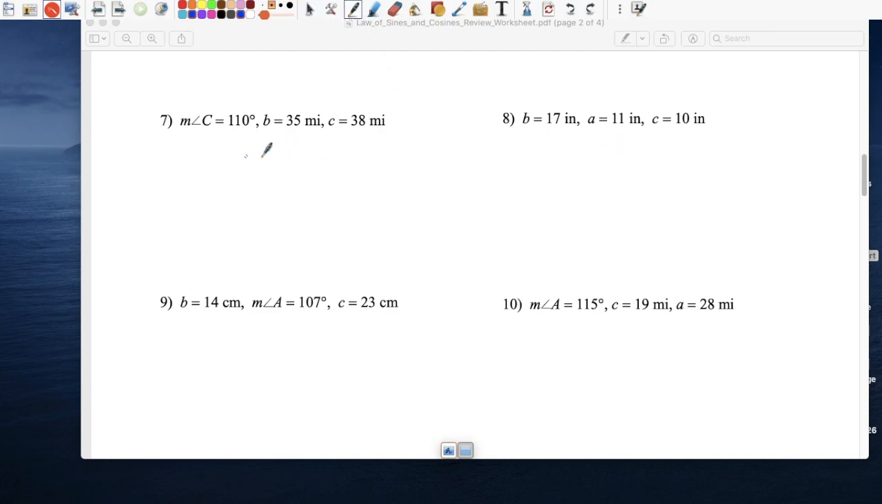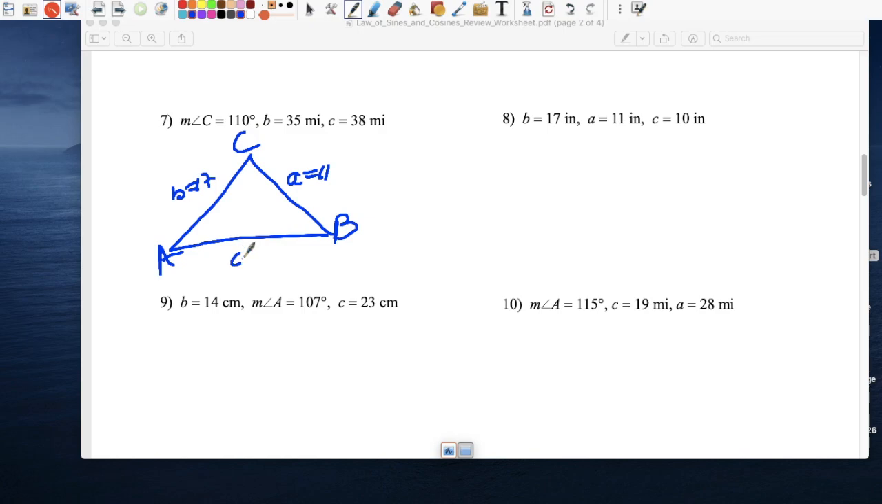I'll do 8. Eight and 6 are exactly the same. But little a is 11, little b 17. So I know I said I'm not going to do any of the same, but I'll do it anyway. So let's just go for angle A, okay?